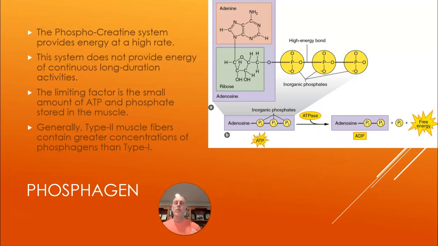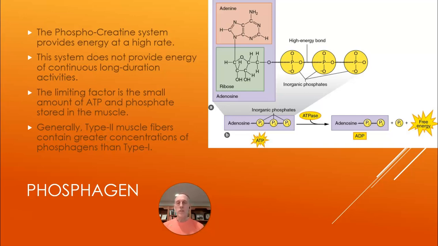So the phosphocreatine system provides energy at a high rate, but it doesn't provide energy for long duration, continuous activities. That's more reserved for the oxidative side. So the limiting factor is that it's a small amount of ATP and phosphate that's actually stored in the muscle itself, and this system doesn't generate large amounts of ATP.